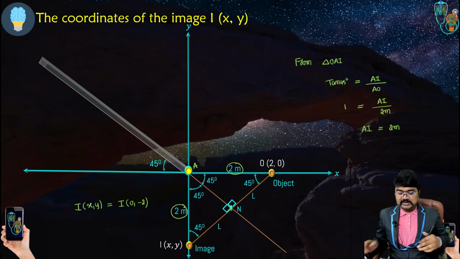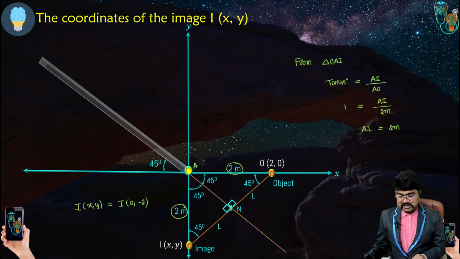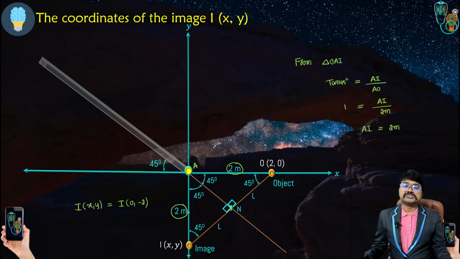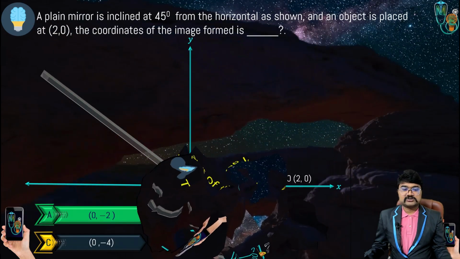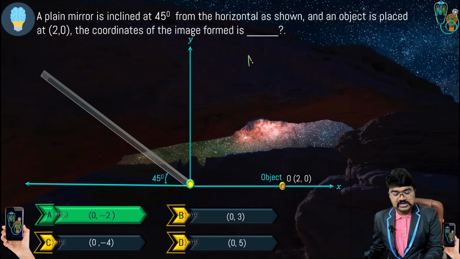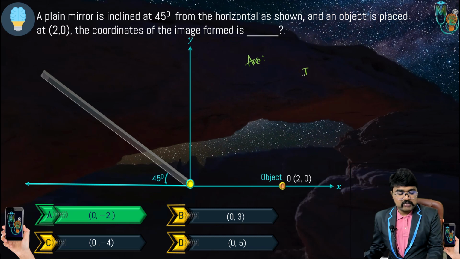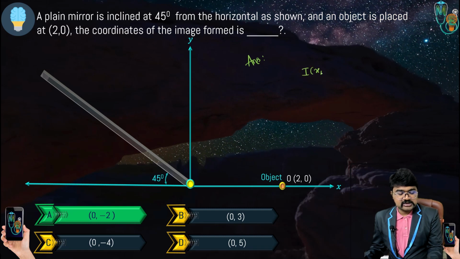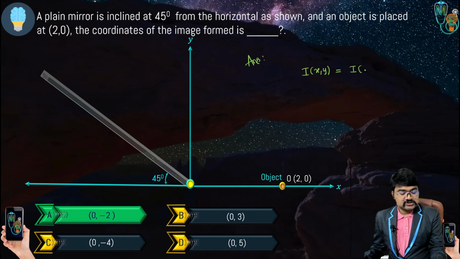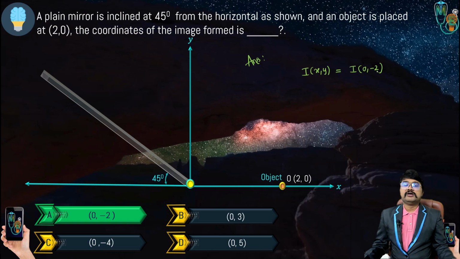So this image is formed on negative y axis. That is why y will be negative, (0, minus 2). This is the final answer to this question. (0, minus 2). What is the answer to this question? (x, y) equal to (0, minus 2).